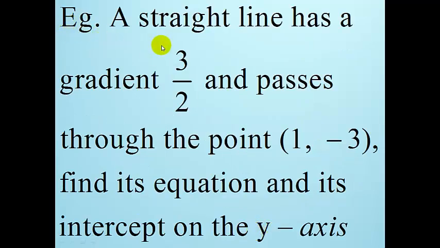Example: a straight line has a gradient 3 over 2 and passes through the point (1, minus 3). Find its equation and its intercept on the y-axis. Now we are given the gradient of the straight line to be 3/2, and we are given the point on the line to be (1, minus 3). Let's see how best we can find the equation of this straight line and the intercept on the y-axis.